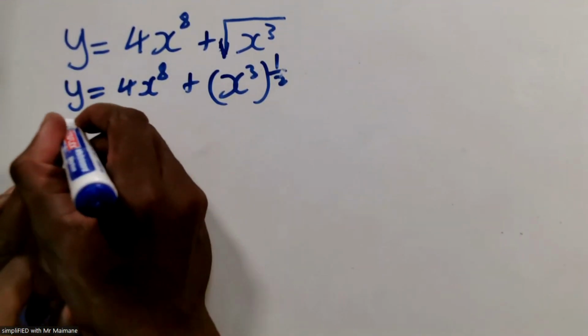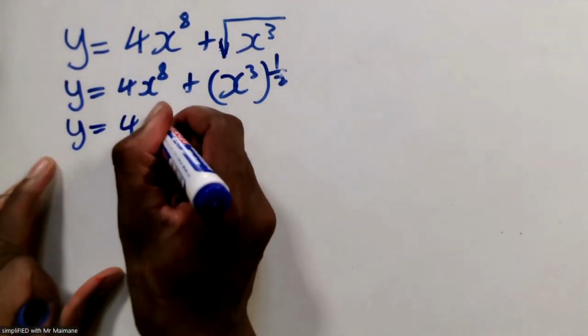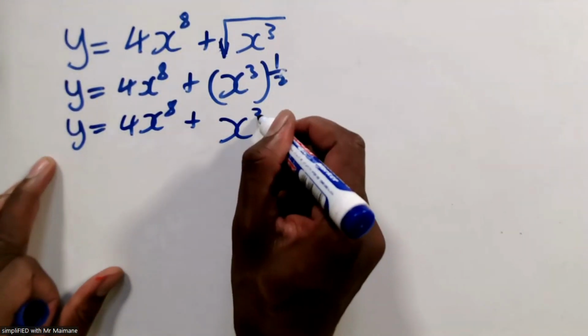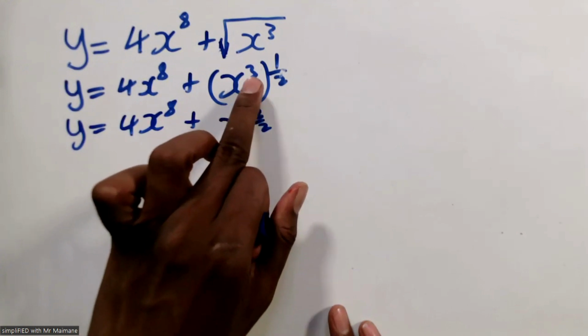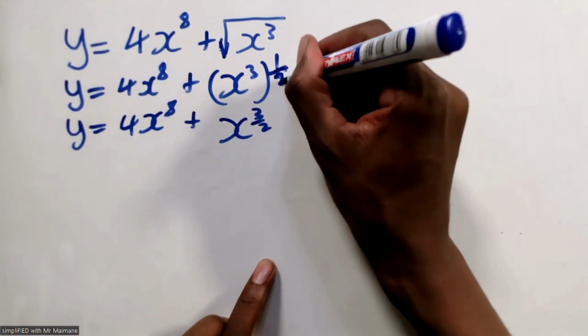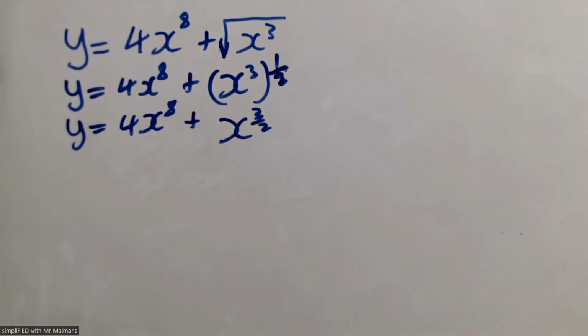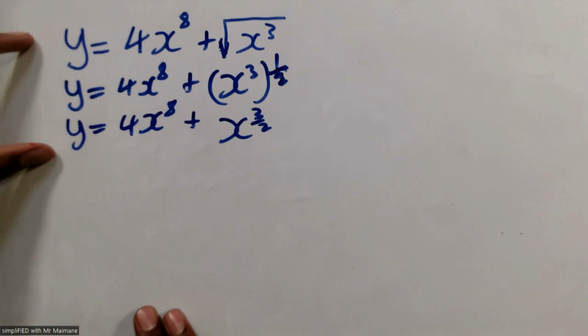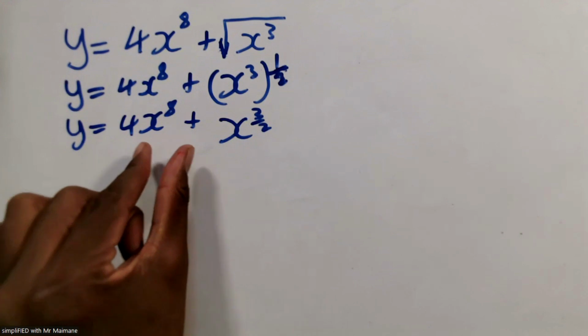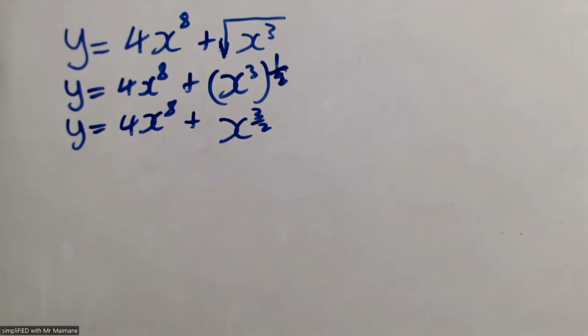And then to simplify this further, we'll have y is equal to 4x to the exponent 8 plus x to the exponent 3 over 2, because I multiplied the exponents using exponential rules again. We all know the exponential rules. Otherwise, if you don't know them, just scroll to the video where we are explaining the exponential rules. But from here, this is the form where we can differentiate. We can find our dy over dx using these two.